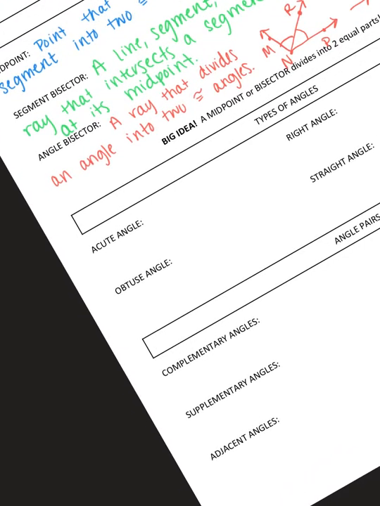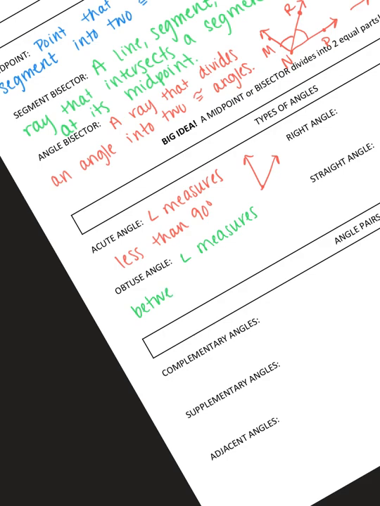The first is an acute angle, and that's an angle that measures less than 90 degrees. It might look something like that. An obtuse angle is an angle that measures more than 90 degrees but less than 180. So an angle that measures between 90 degrees and 180 degrees might look like that.